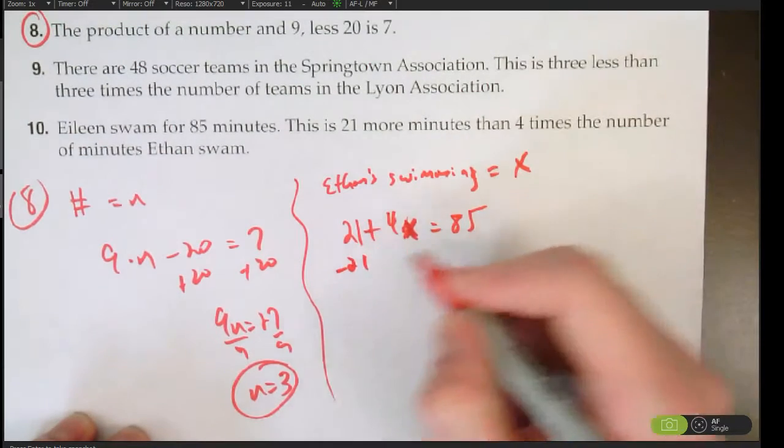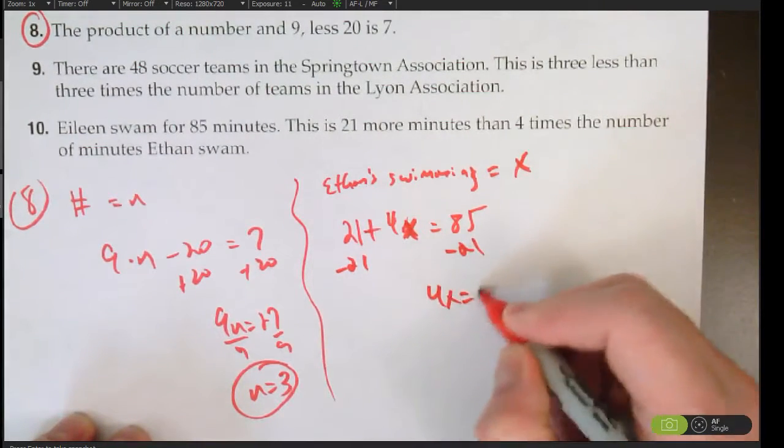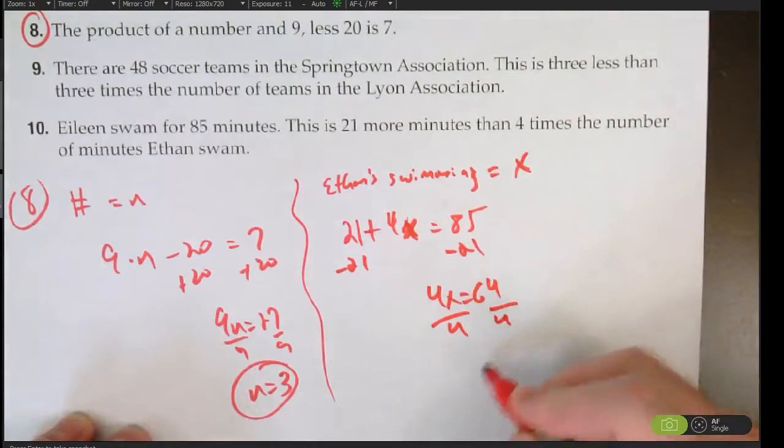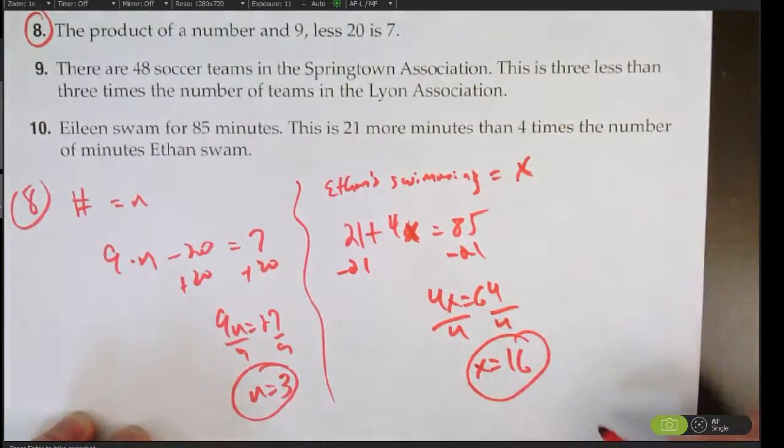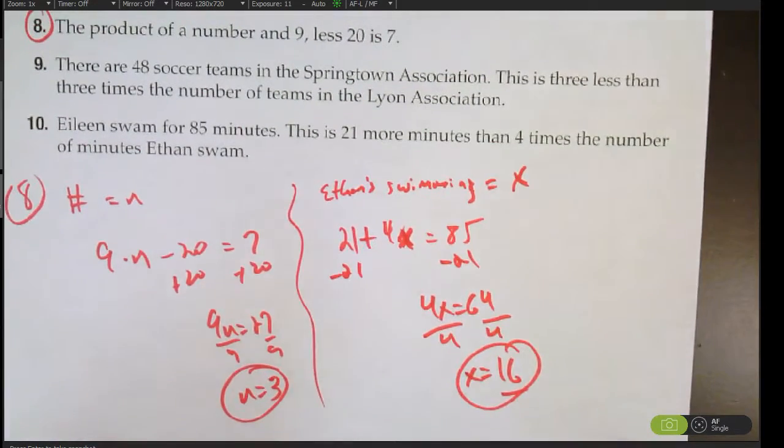So now I can subtract 21, divide by 4. 16 minutes is how long Ethan swam. Okay. All right, then. Next problem set to take a look at.